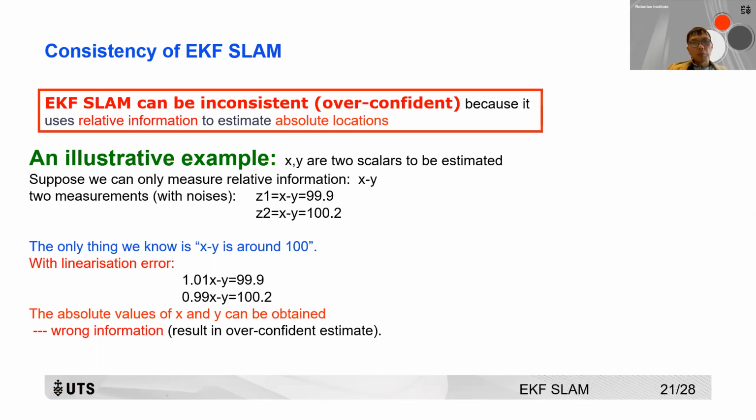And this wrong information results in an overconfident estimate. This is the SLAM problem. How about a case like localization? If it's a localization problem, then the landmark is something we know. The only thing we don't know is the robot. Then it's something like this.